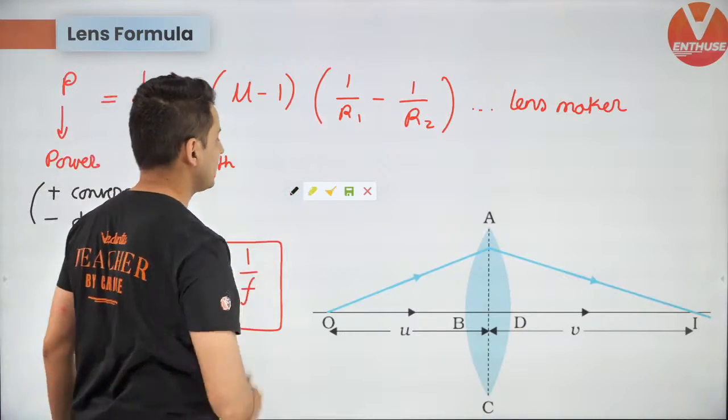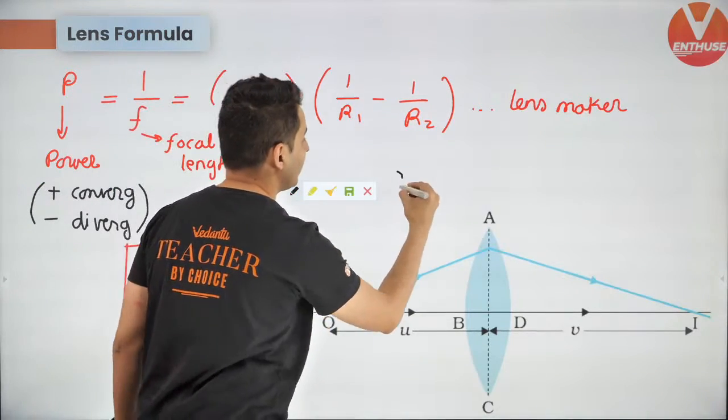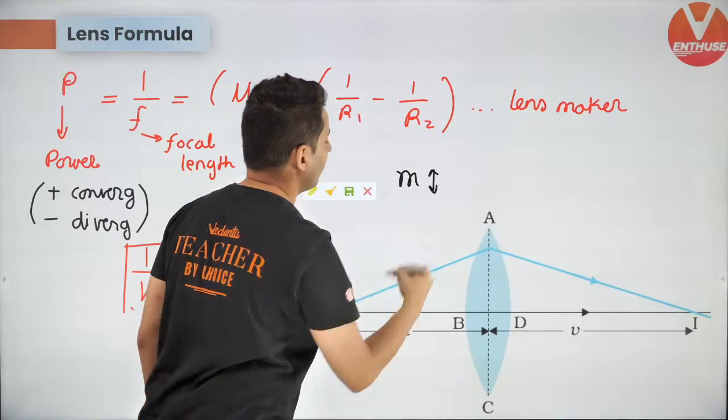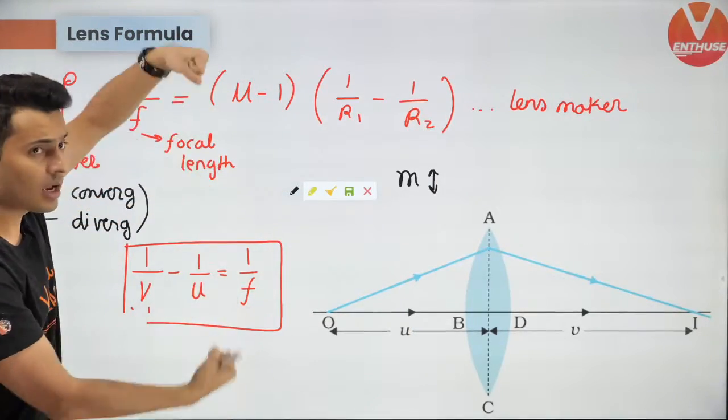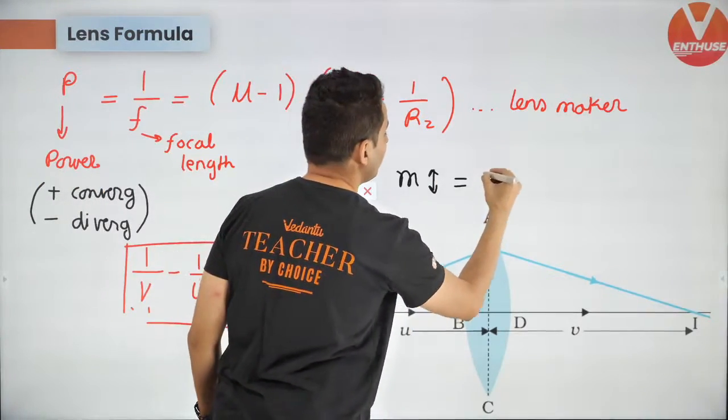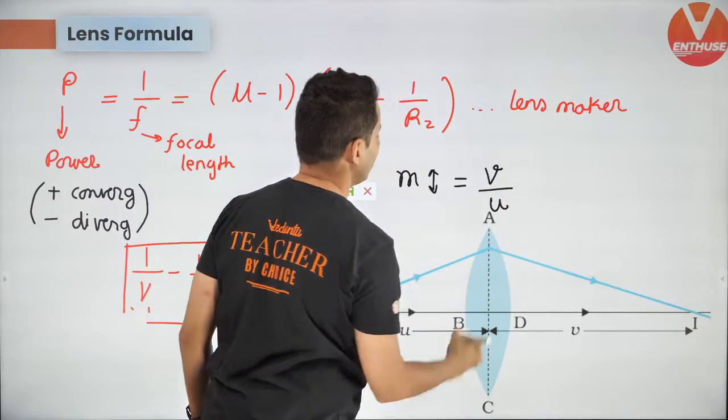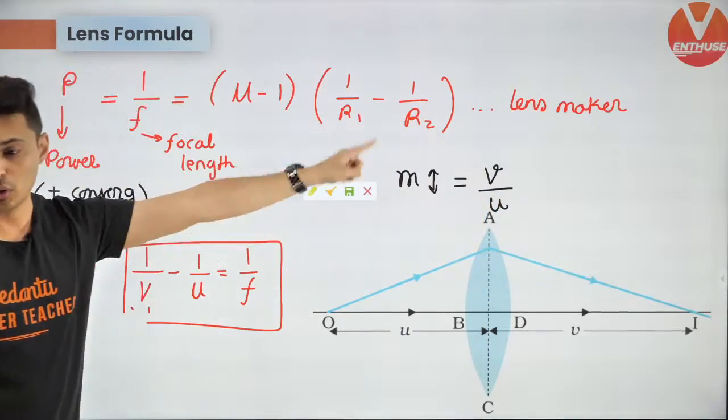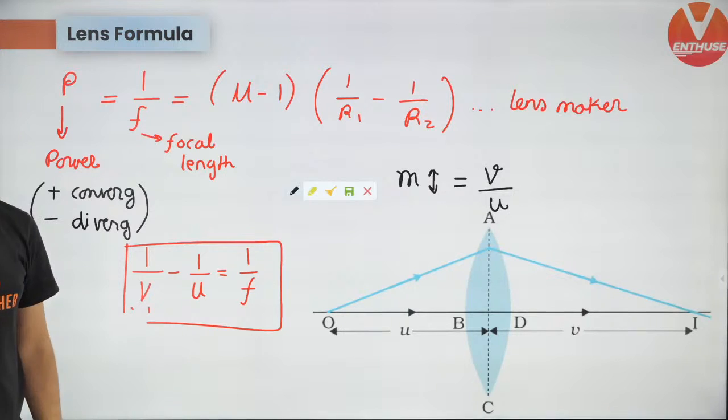Next up is magnification, of the object height-wise. How much is the magnification? The formula is just similar to the mirrors. It is just v by u. You should know this formula.